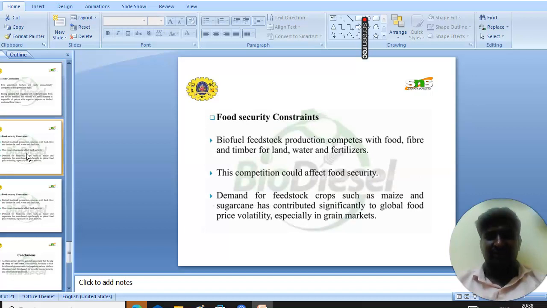Food security concerns: biofuel crops compete with food, fiber, and timber for land, water, and fertilizers. This competition could affect food security. Demand for feedstock crops such as maize and sugarcane has contributed significantly to global food price volatility, especially in grain markets.